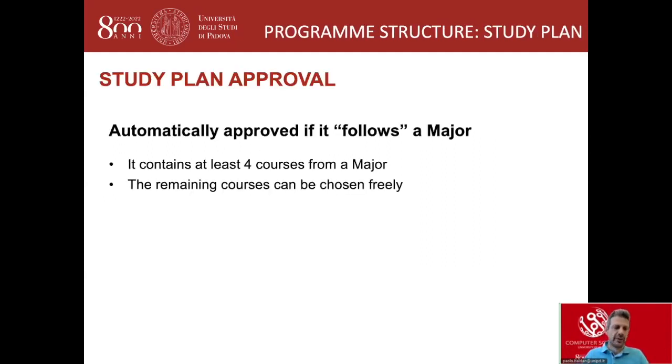What are the rules for the study plan approval? So how do you get your study plan approved? Well, this is very simple. Rules are quite flexible, and essentially to get your study plan approved, you choose your courses and you have to follow a major, which means that your study plan must contain at least 4 courses from a major, and all the remaining courses you can choose free.